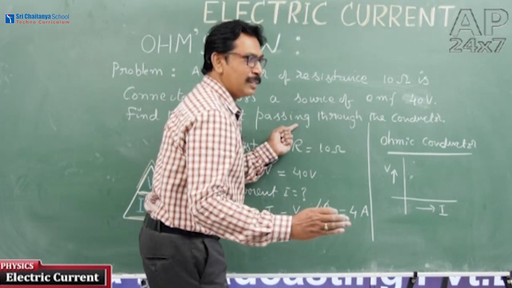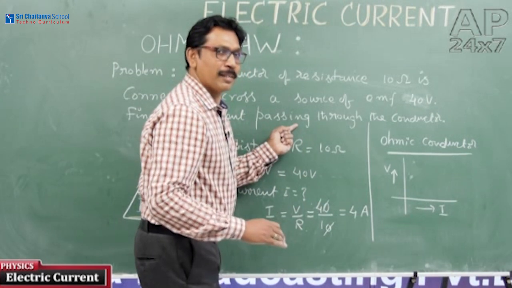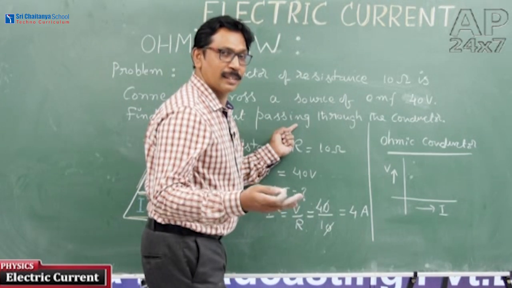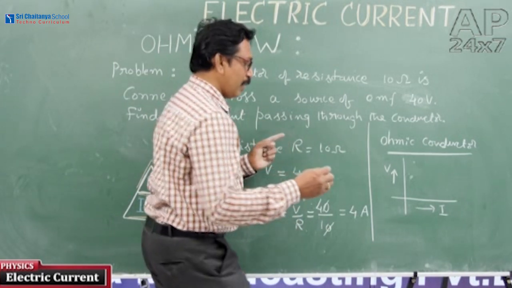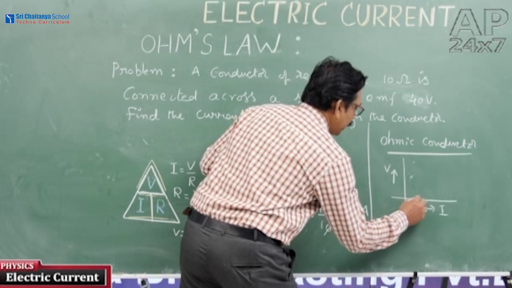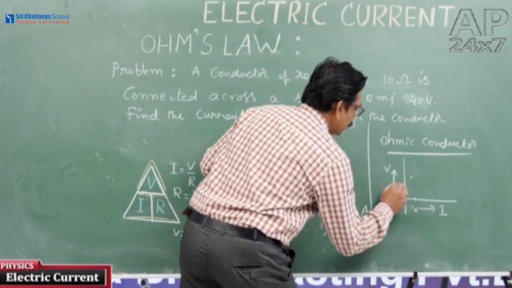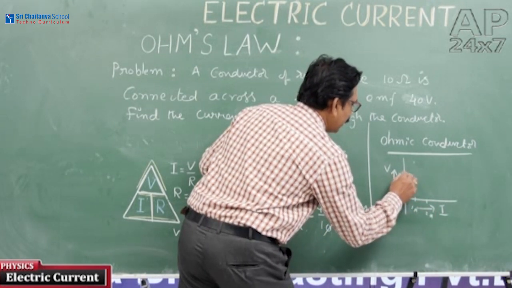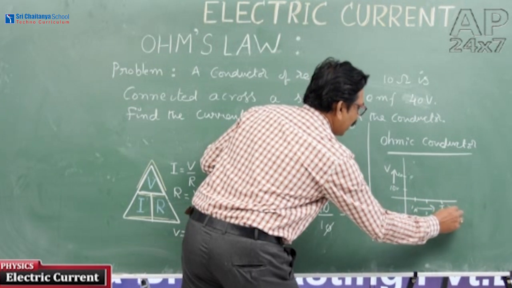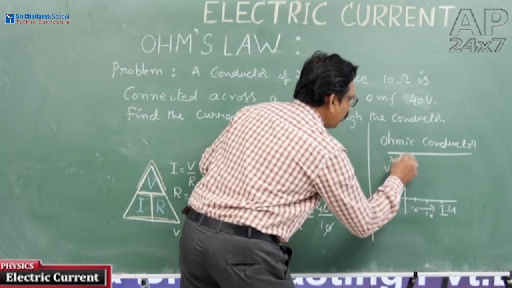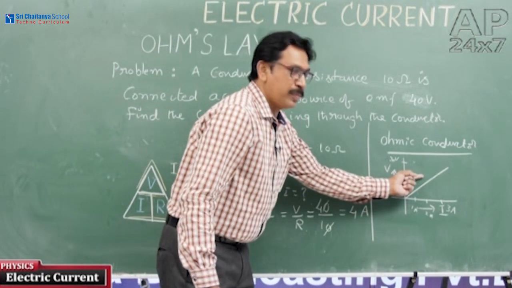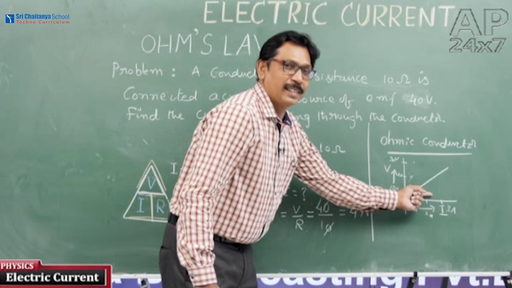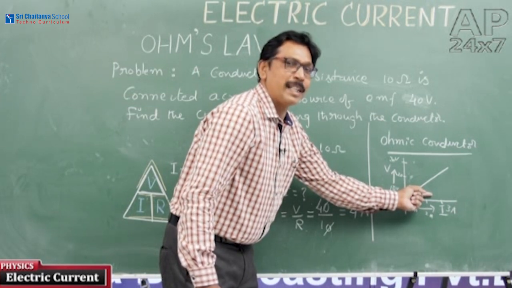Current increases when the potential difference increases. You can even say that as potential increases, current also increases. So when it is 1 ampere, it is 10 volts. If it is 2 amperes, it is 20. If it is 3 amperes, it is 30 volts. If you draw a graph, you will get a straight line. So this represents an ohmic conductor.